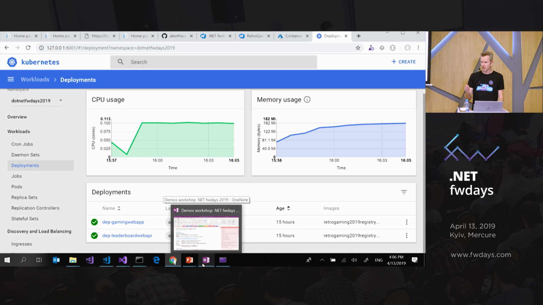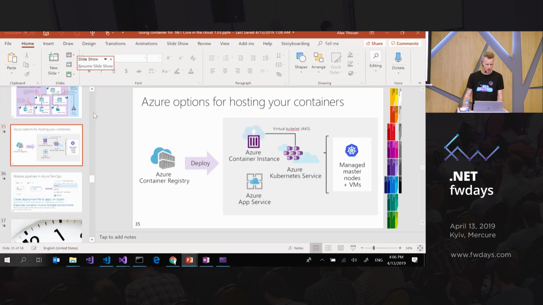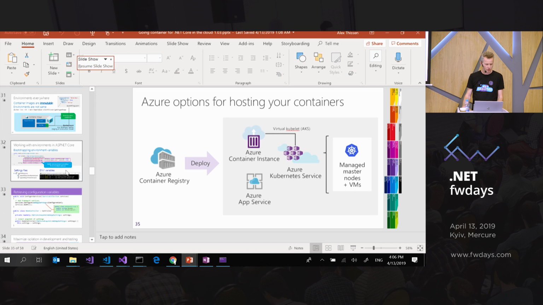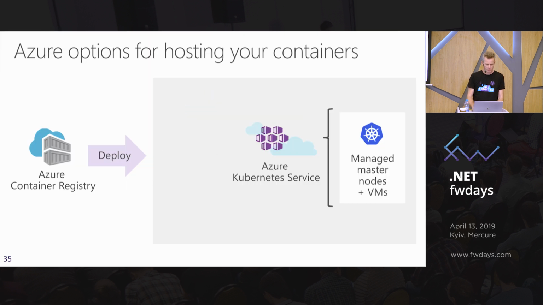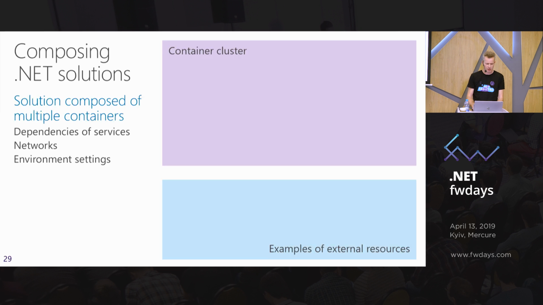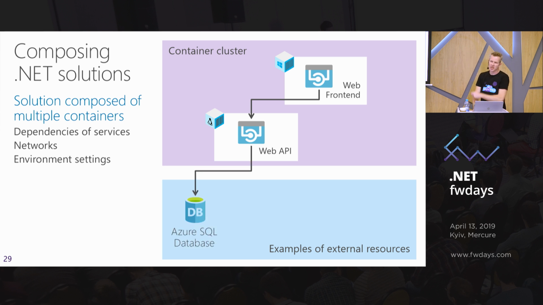Because there was a question in the break, how do you deal with multiple environments? I'll show you with a couple of pictures to just illustrate what is happening there. Let's go back a bit. So this is what we have now, right? We have a container cluster, front end and the web API, and it connects to Azure SQL database. This is what we have now.